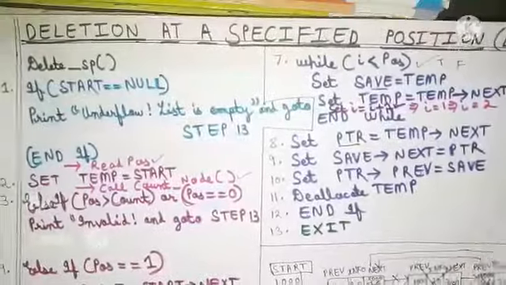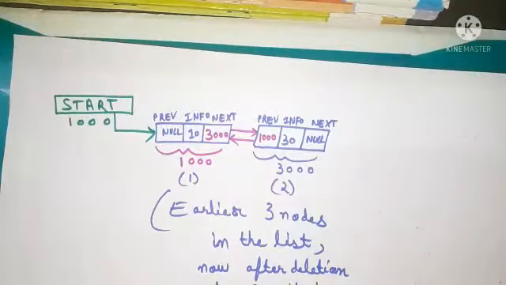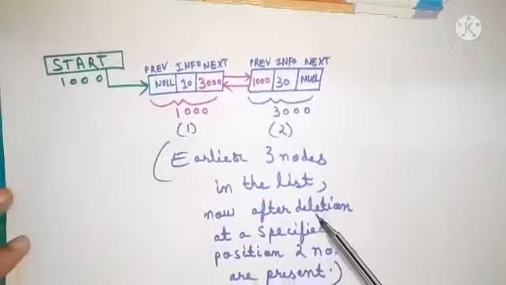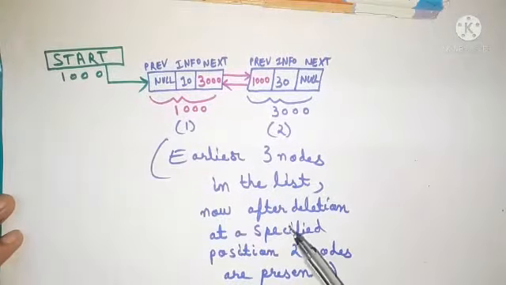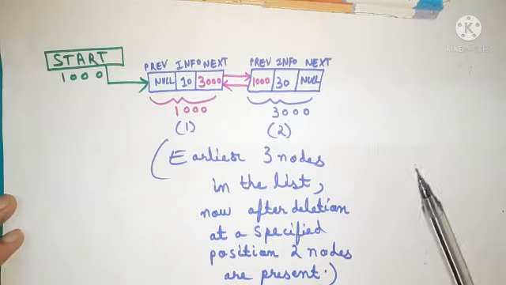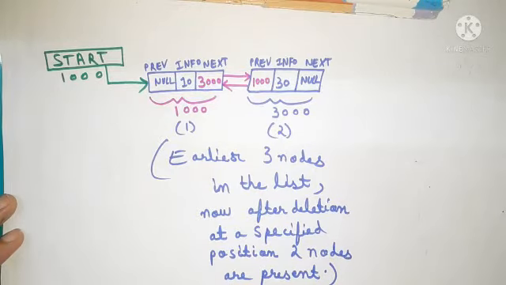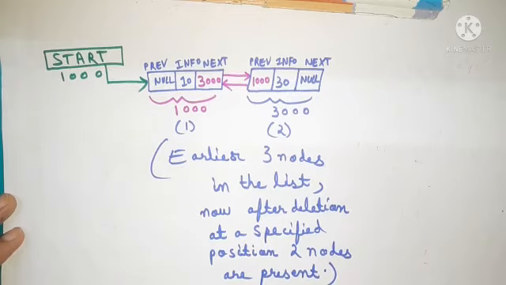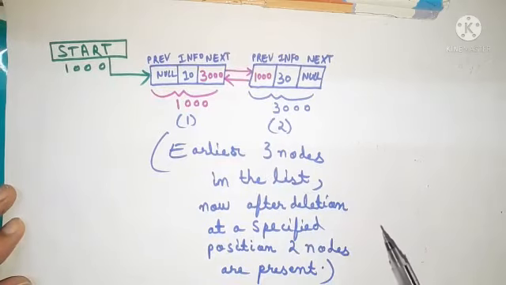So this is about the deletion at a specified position. Our list will look this way after the deletion of the node from the second position. The second node is deleted and the third node becomes the second node. Earlier there were 3 nodes in our list, and after deletion we have only 2 nodes present.